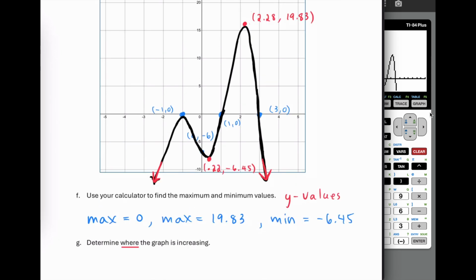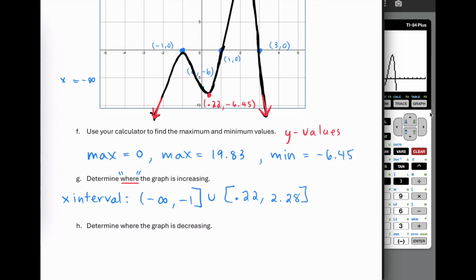In order to determine where the graph is increasing, remember that a where question is answered with an x value, or in this case, an x interval. My graph is increasing in this region and increasing in this region, and we describe those intervals with x values. So we'll say it's increasing from x is equal to negative infinity up to the x value -1. We use brackets on the increasing and decreasing intervals. And then again, it's going to start increasing from the x-coordinate 0.22, and it's going to increase all the way up to the x-coordinate 2.28.